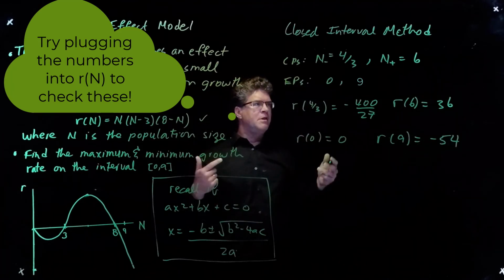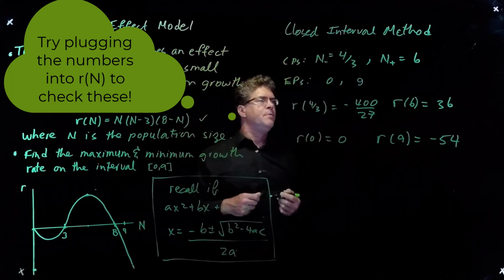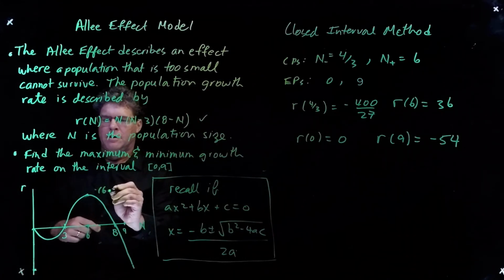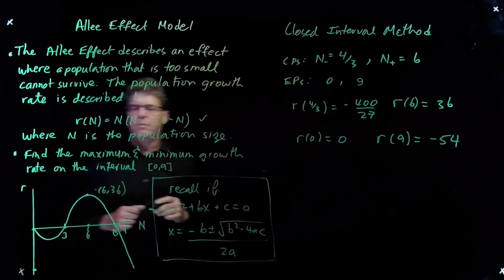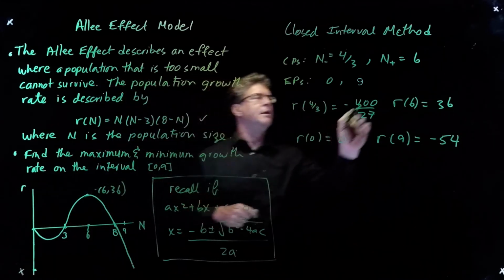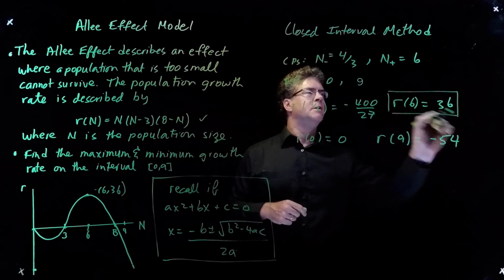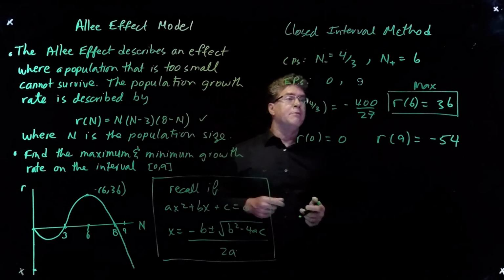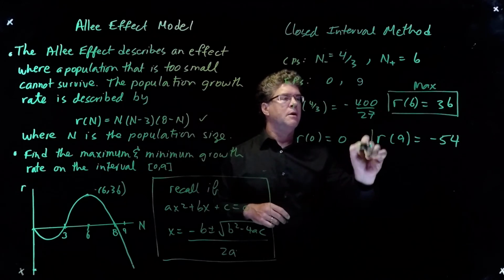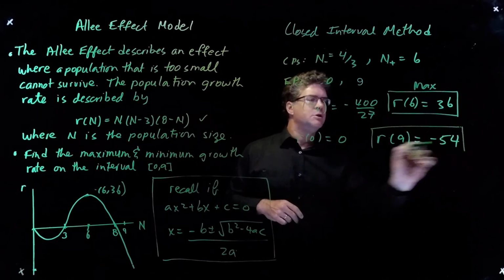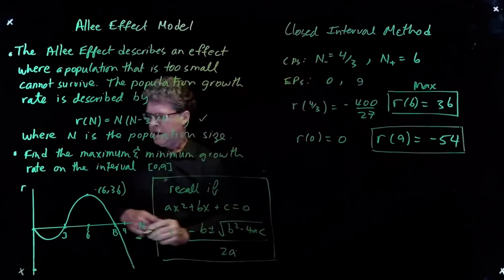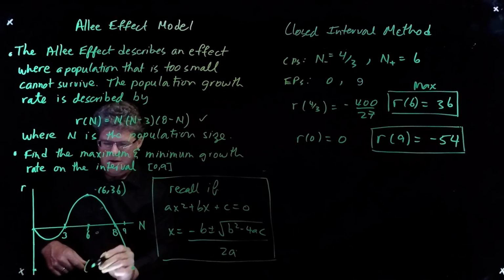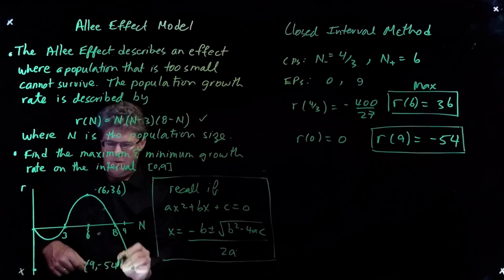So we want the largest of these as our absolute maximum, and it's going to be 36. And so our maximum occurs at n equals 6, and it has a value of 36. And we want to compute the most negative number here, and it turns out to be r of 9, which is minus 54. And so our absolute minimum is at the endpoint 9, minus 54.